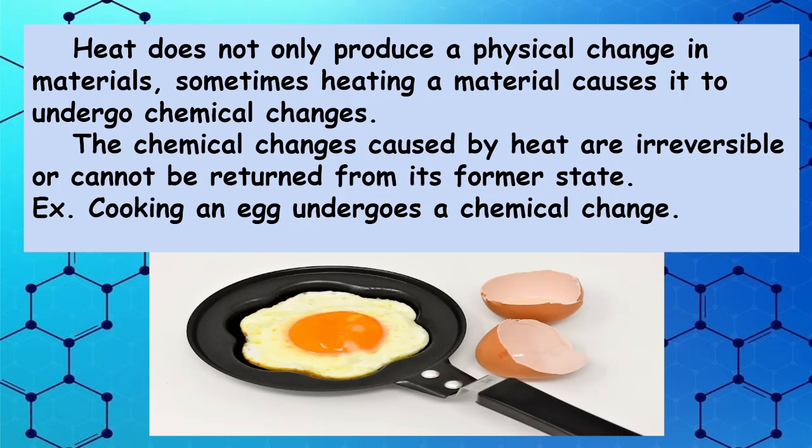Heat does not only produce a physical change in materials. Sometimes heating a material causes it to undergo chemical changes. So physical change is different from chemical change. The chemical changes caused by heat are irreversible. When we say irreversible, you cannot undo it anymore or return it to its former state. For example, cooking an egg undergoes a chemical change. When you cook a raw egg, you put it in a hot pan with oil on it, you will get a cooked sunny side up egg or a scrambled egg like what you see in the picture.